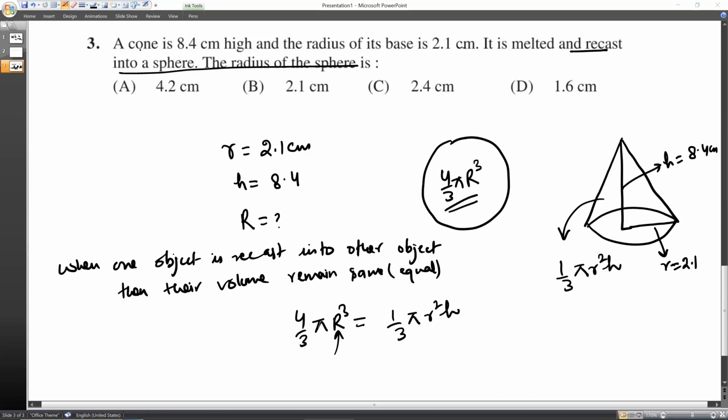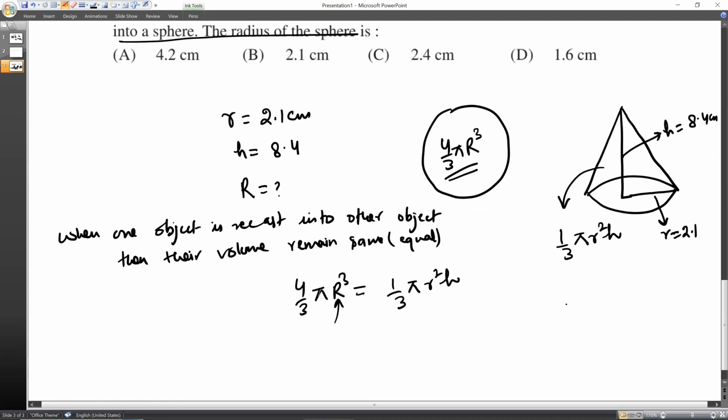So here, just concentrate, a cone of 8.4 centimeter height and the radius of base is given to you. Okay, this cone height is this one and radius of base is this one. And it is recast, it is melted to form a sphere, a ball-like structure. So what would be the radius of this sphere?